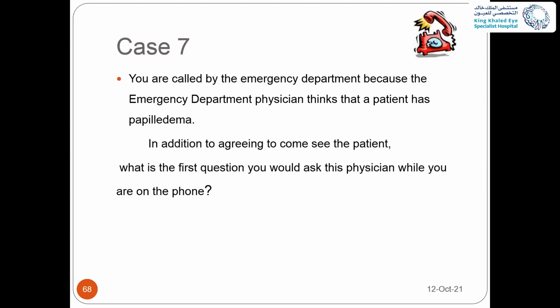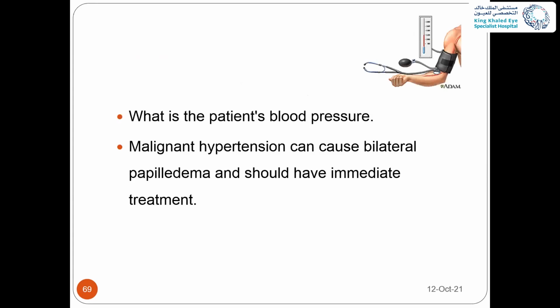What is the single question you're going to ask the ER physician who is calling you? Anybody know? What is the blood pressure of the patient? Okay, this is a very important question. Malignant hypertension can cause bilateral papilledema and should have immediate treatment.